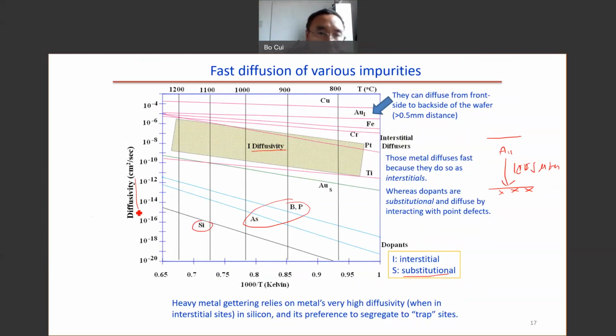The diffusivity is also very low. So this gold here, S means substitutional, so also low diffusivity. But this one here, I means interstitial. This means higher. They give you much higher diffusivity. So those metals here, gold, iron, chrome, you can see at high temperature, they have diffusivity higher than 10 to the power minus 6.